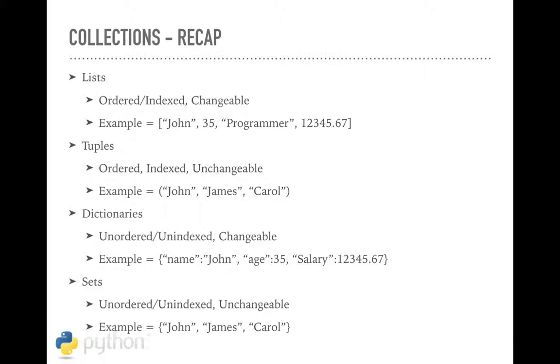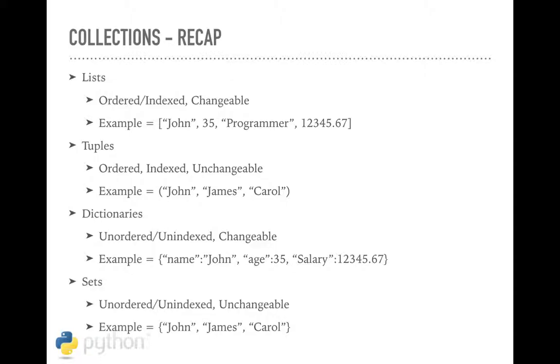So in this example, we're seeing the list has John as a string and then 35, programmer, and then a floating value. So there are different values stored in this list. The position 0 is John, position 1 is 35, 2 is programmer, and 3 is the floating value. I can change any of these using the position, and lists are defined using that square bracket that is shown there.